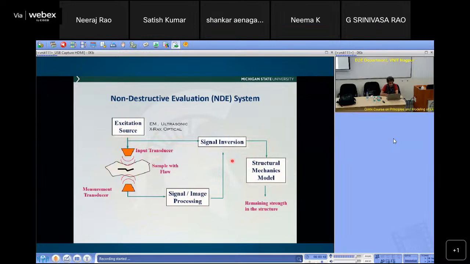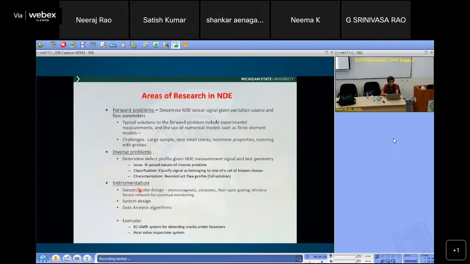So in the inverse problem, you have to deal with processing the measured signal, and then some specific algorithm. How am I going to detect what the defect shape is, given the output signal, and also the input signal? So those are basically that.